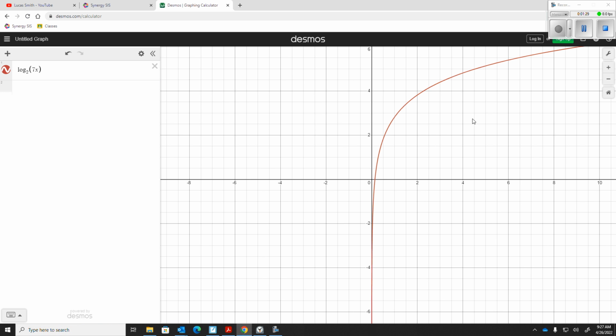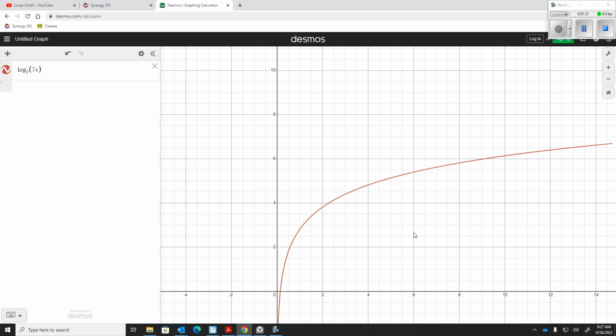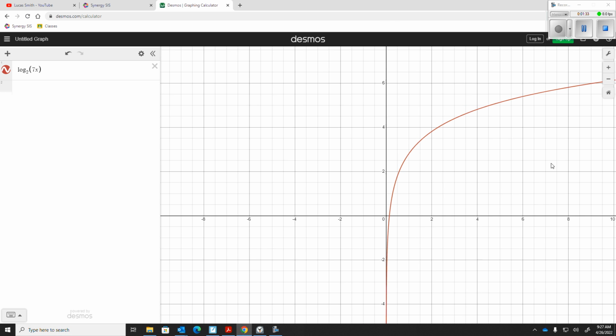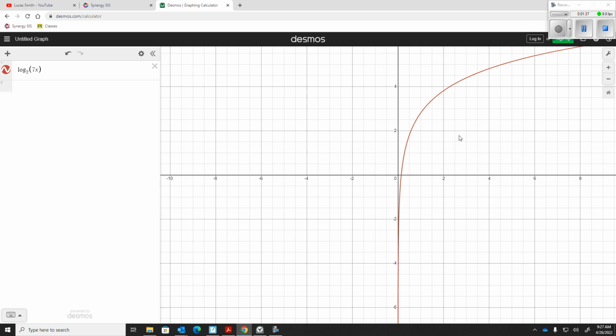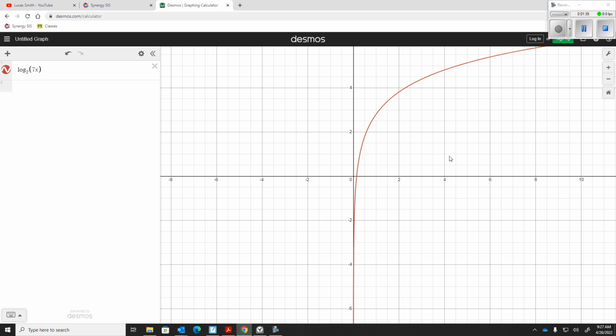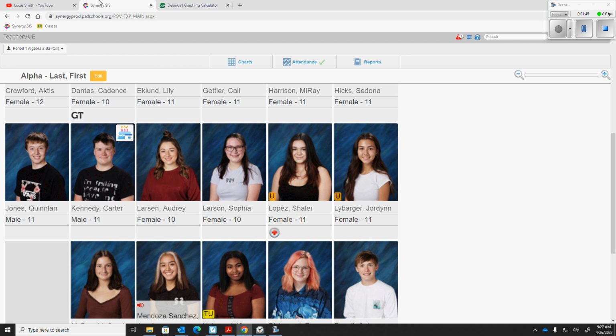Do you see it? Yes, it's great. It's red. Cool. Well, I can't change the color, so you have to deal with it.